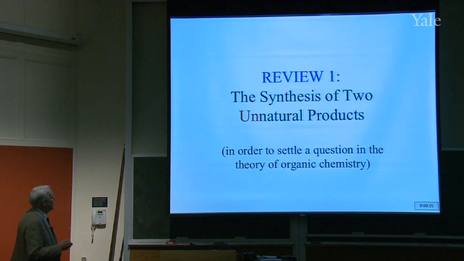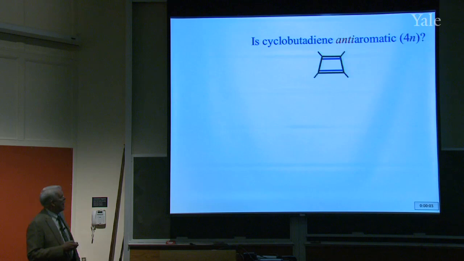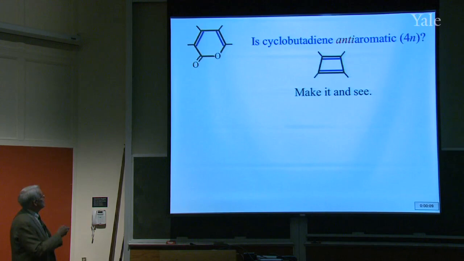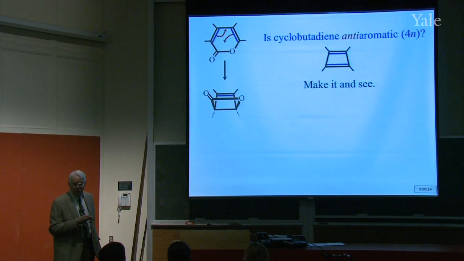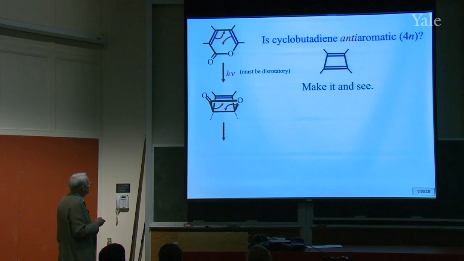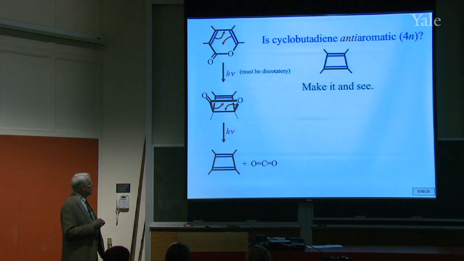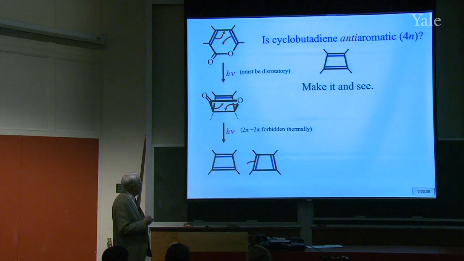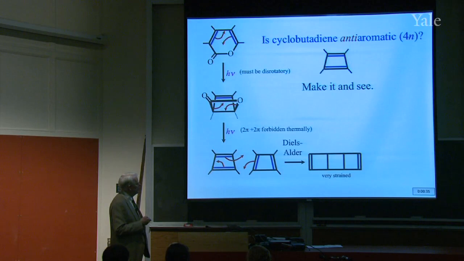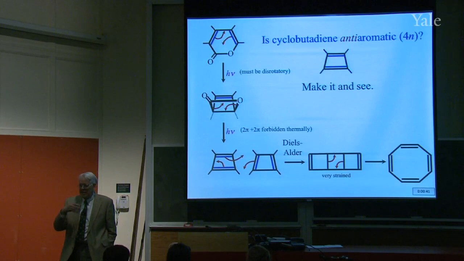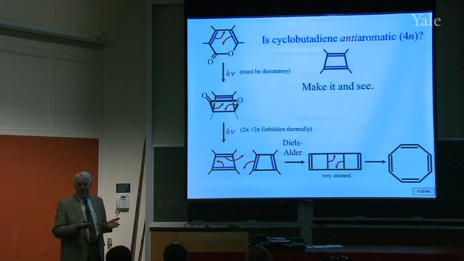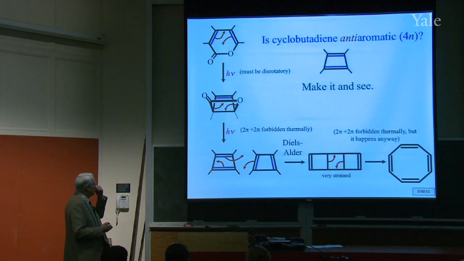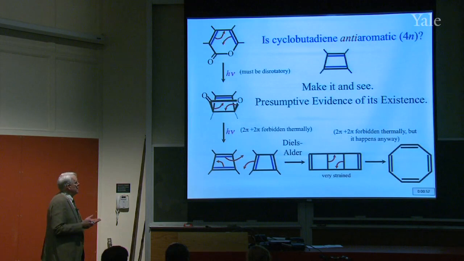Okay, so we talked about cyclobutadiene. Is it antiaromatic? Right? Make it and see what its properties are. The problem is that you can make it by this: shine light on it, it closes up in a disrotatory process, and then with light, it loses CO2 and you get it. So study its properties. The problem is that it undergoes a really quick reaction with itself, a Diels-Alder reaction, which gives this. And then that opens up, because it's very strained, of course, and gives cyclooctatetraene. So you get cyclooctatetraene, which is sort of evidence that you had cyclobutadiene, but it's not like knowing its properties. Okay. So the problem is that it reacts with itself. So it's presumptive evidence of existence.